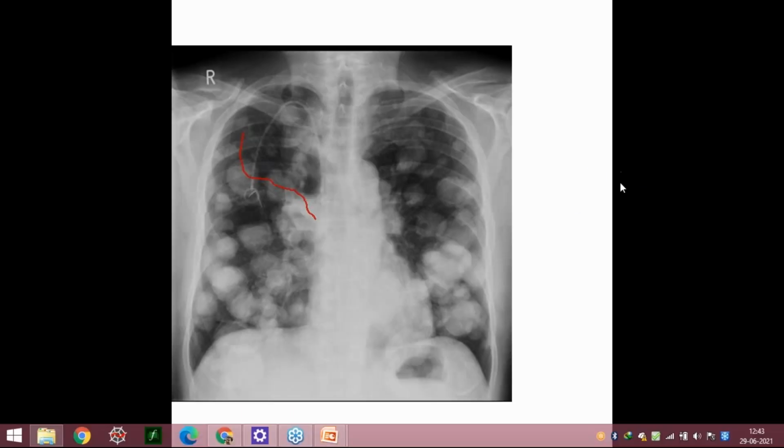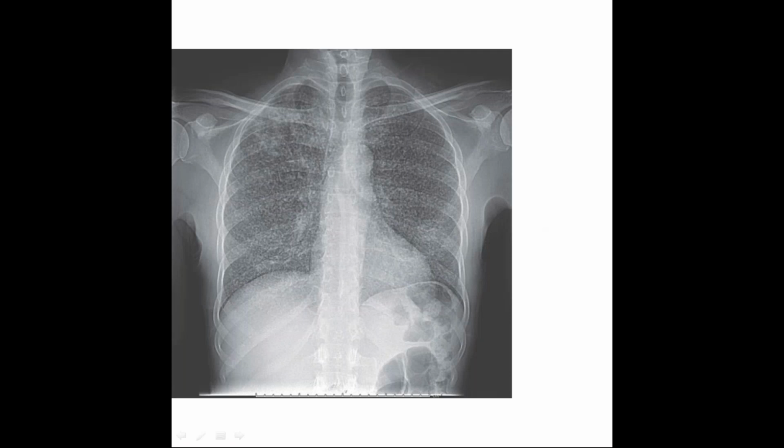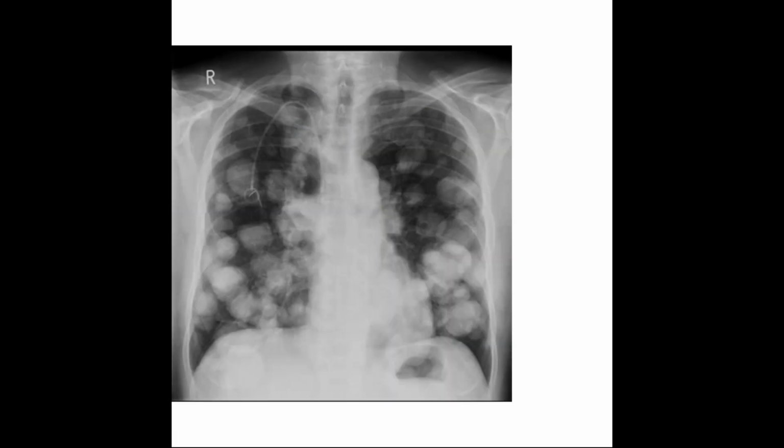Okay. Now this cannonball opacity is perfect. Yes. So this is what a metastasis looks like. One of you guys pointed out in this X-ray that it was Mets due to malignancy. This is not how a Mets would present. Mets would present like this.